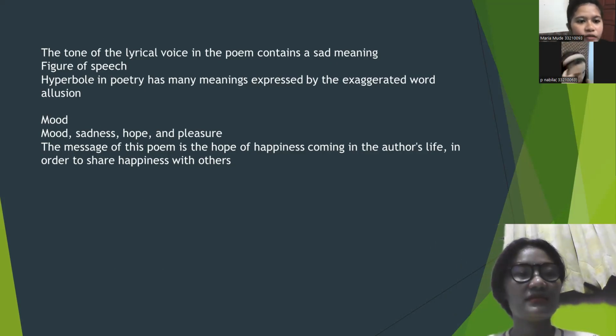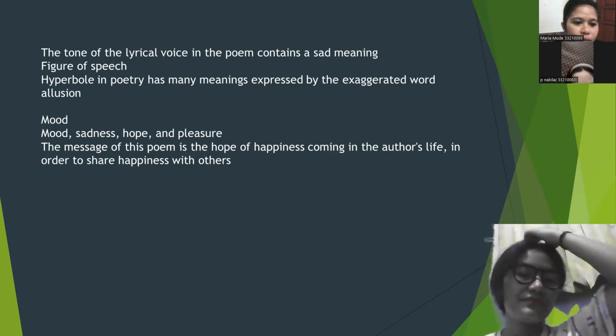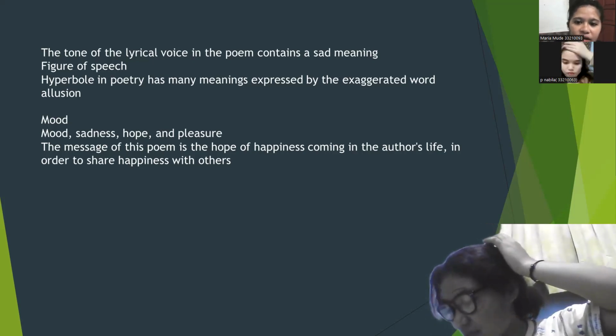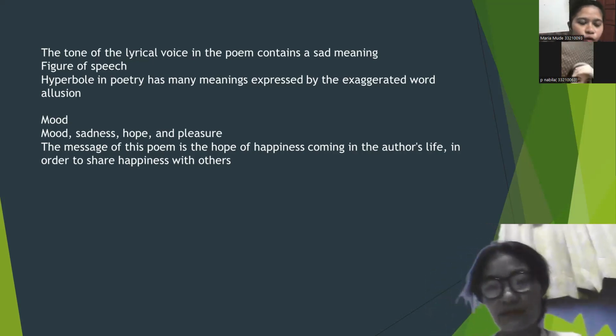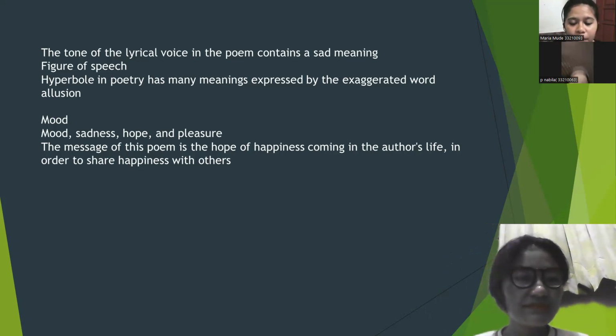The tone of the lyric voice in the poem contains sadness and hope. Figure of speech: hyperbole in the poetry has many meanings expressed by the exaggerated word elation. Mood: sadness, hope, and pleasure. The message of this poem is the hope of happiness coming in others' lives in order to share happiness with others.